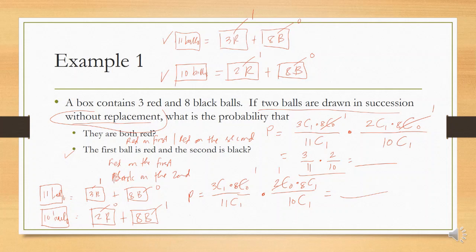Kung titignan natin yung shortcut, kumuha ka sa red, nauna, 11 pa sila, tatlo yung red, minultiply mo, dun sa second, kumuha ka, pero 10 na lang yung nandun sa total. Ganon yung kanyang shortcut.